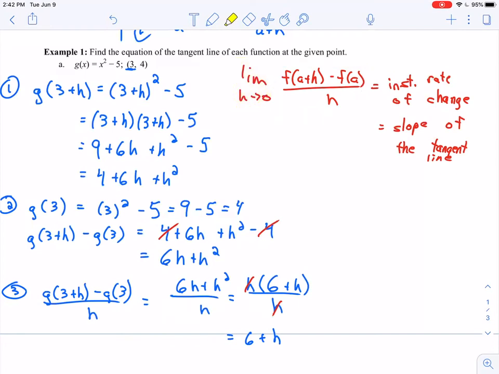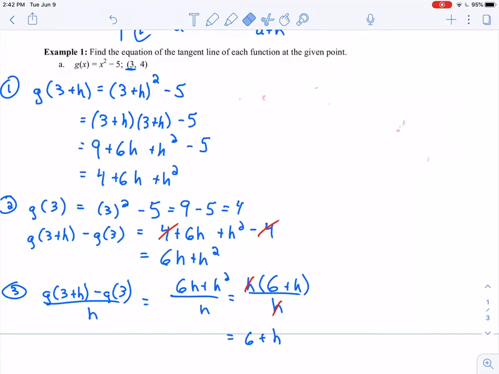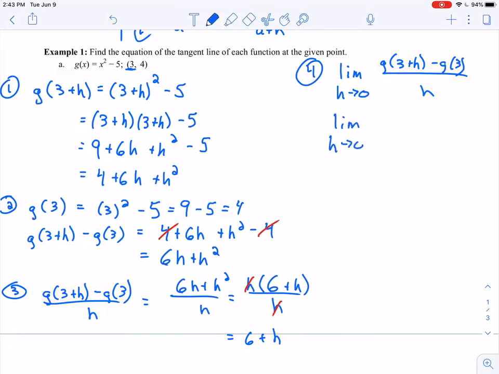So the limit statement, let me actually erase this so that we have some room. So now this fourth step, I'm just going to take the limit as h approaches 0 of g of 3 plus h minus g of 3, all of this divided by h. Well, this piece right here, I already know it. That was the same as this piece right here, which is just 6 plus h. So I'm just looking at the limit as h approaches 0 of 6 plus h.